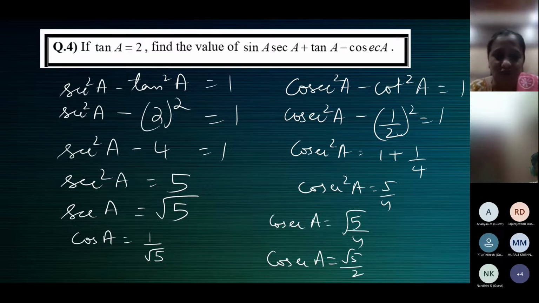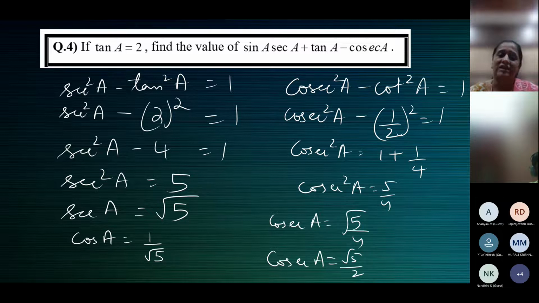So you can use a right triangle, or you can find the angle if possible, or you can use trigonometric identities like this. With one ratio, you can use the appropriate identity. Whichever identity has that value which is given, tan A, secant square A minus tan square A is 1. You can use this identity and find secant A.